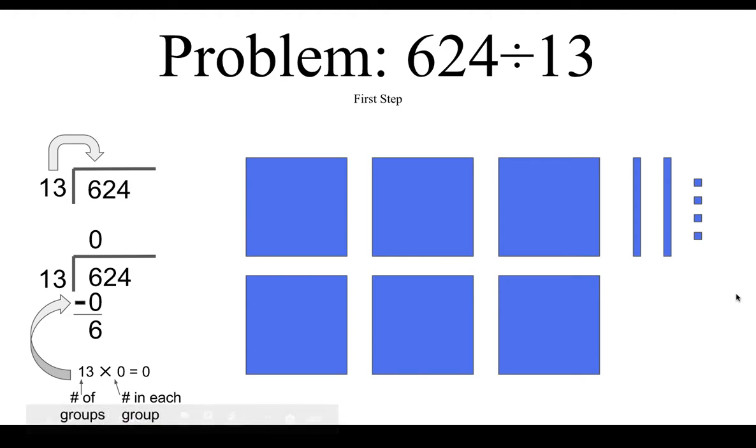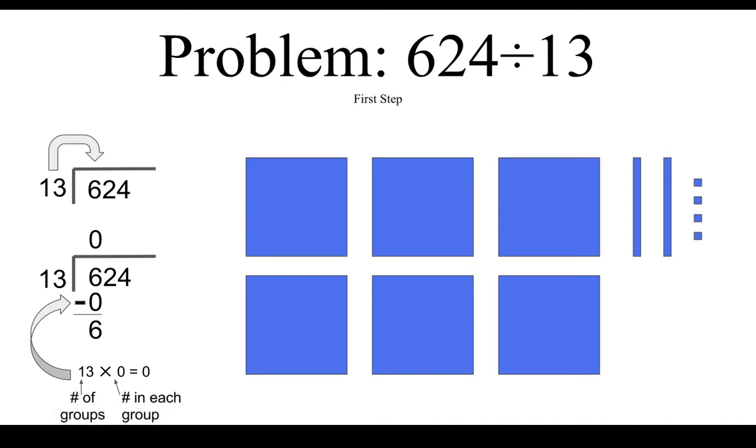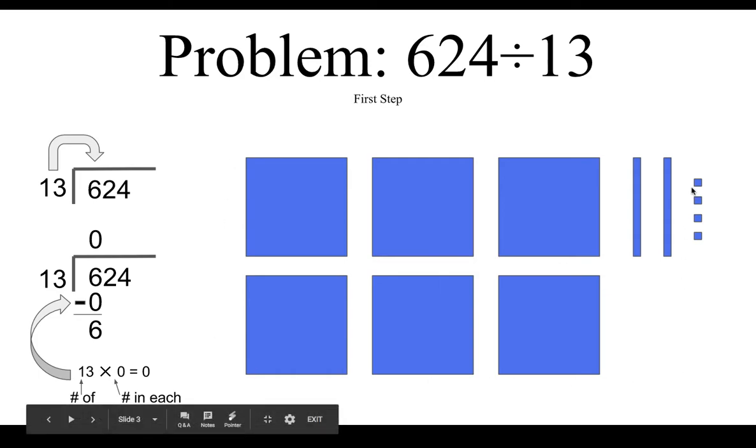So the first step is to take the first place value, which is 600s, and see if that can be broken down into 13 equal groups, but it can't. So what we have to do is indicate that with a 0. So it would be 13, which is the number of groups, times 0, which is the number in each group, equals 0. So 600s minus 0 equals 600s. So our model doesn't change at all.